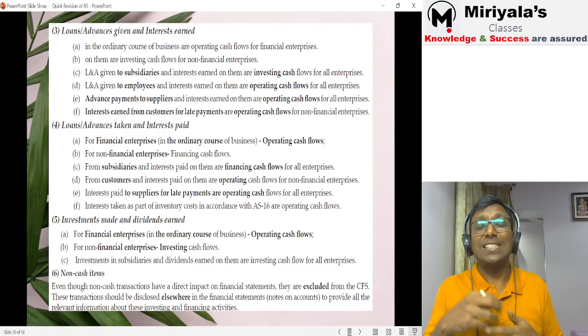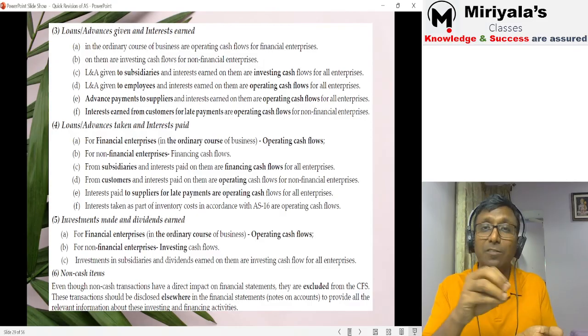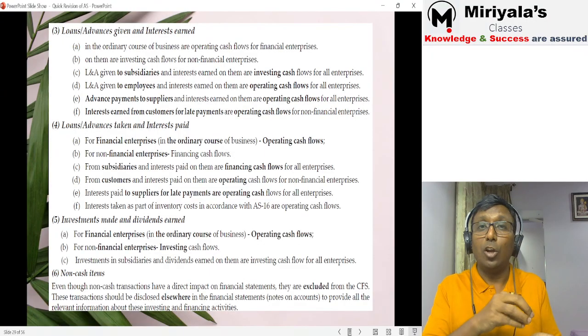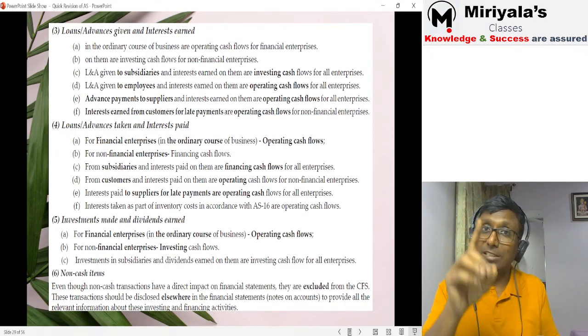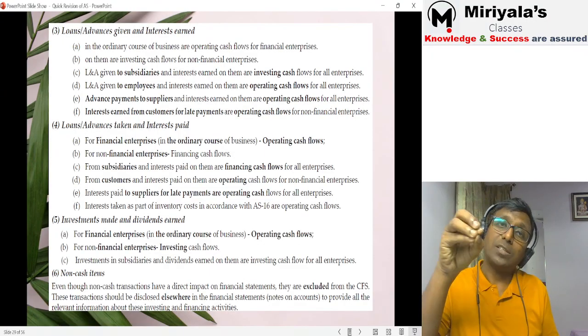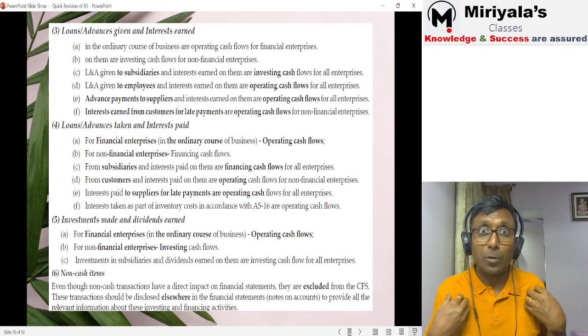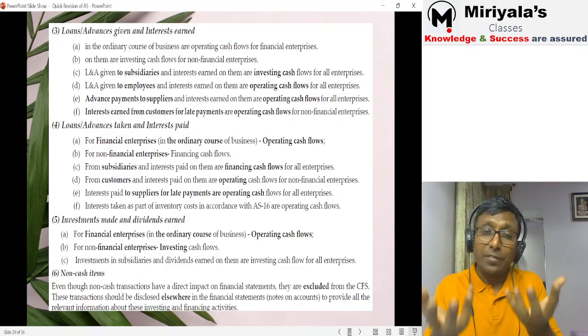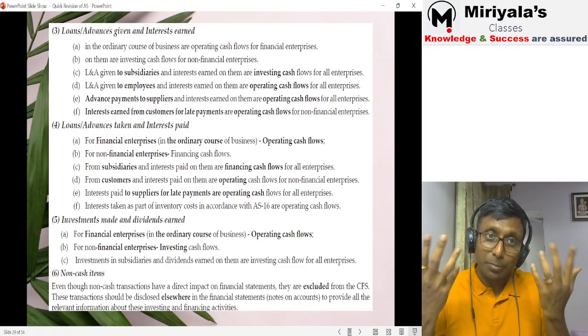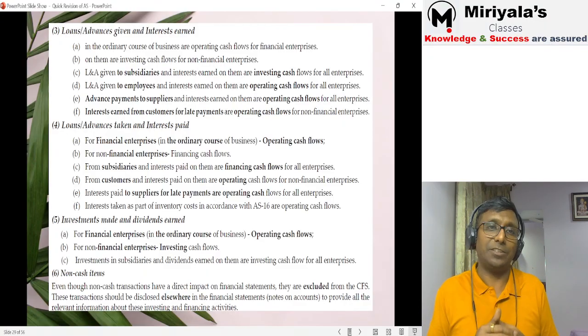Loans and advances given. Loans and advances given to a subsidiary are investing activity. Loans and advances given to a supplier are operating activity. Loans and advances given to employees are operating activity. Loans and advances taken from a customer are operating activity. If taken from a subsidiary or parent company, it is a financing activity.